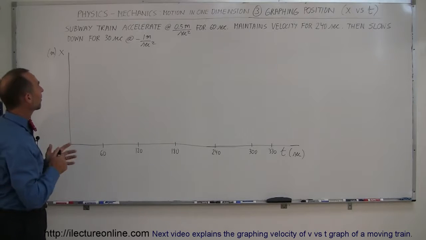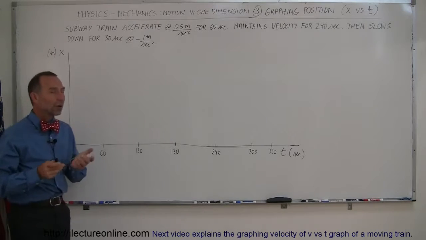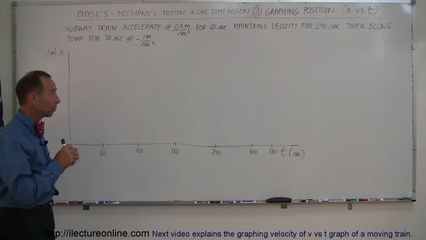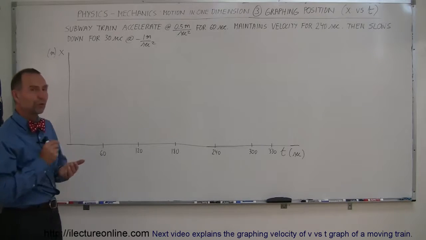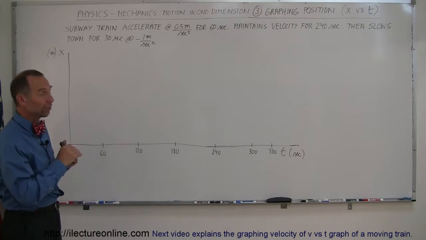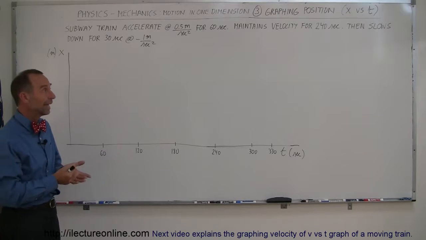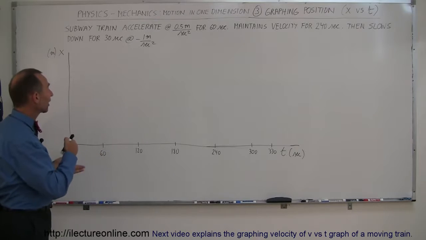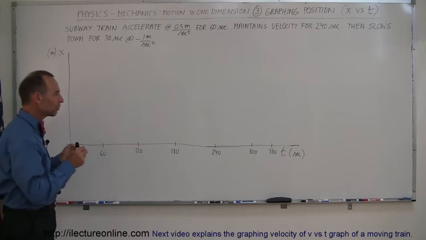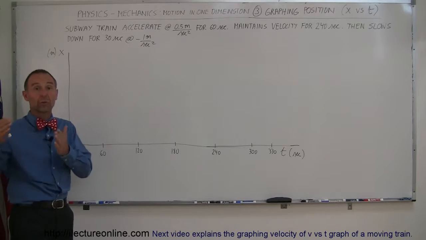So let's say we have our example here that says a subway train accelerates at 0.5 meters per second squared, I should say, for the first 60 seconds, assuming the train starts at rest, then maintains that velocity for 240 seconds, which is 4 minutes, and then it slows down for 30 seconds at -1 meters per second squared. What would the position as a function of time look like as the train goes from one station to the next station?